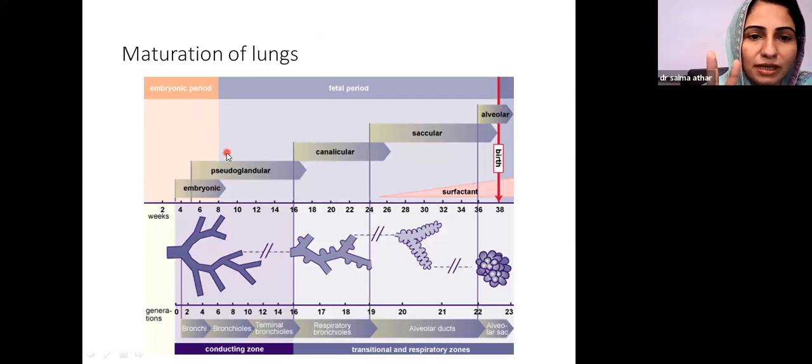Now, remember that there are two phases of lung development. ठीक, अब कौन से phases हैं? एक है growth of lung buds, दूसरा है maturation of lungs. ठीक है, I'll just discuss this and stop it. ग्रोथ ऑफ लंग में क्या आ जाएगा?